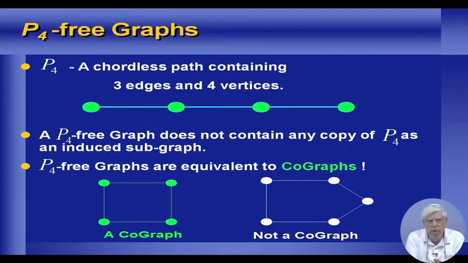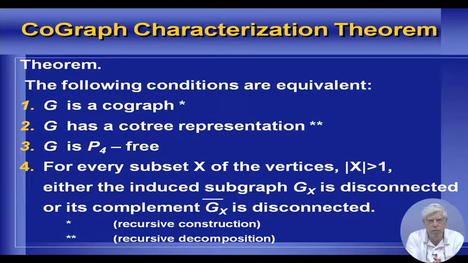On the left, I have a co-graph. Notice it has no P4. Its path of P4 is closed into a cycle. It has no induced P4. On the other hand, on the right, my 5-cycle has 5 different P4s. So it is not P4-free, and so it is not a co-graph.